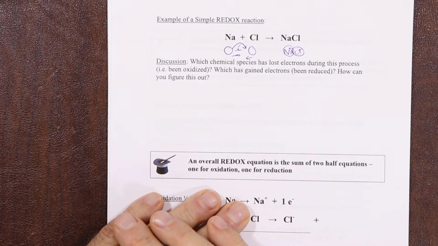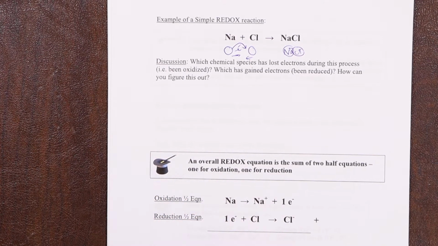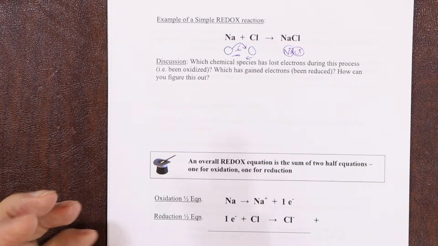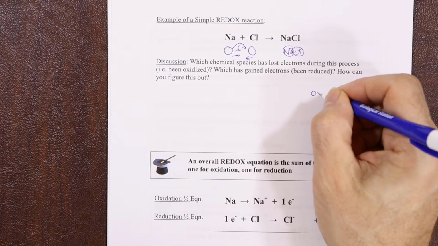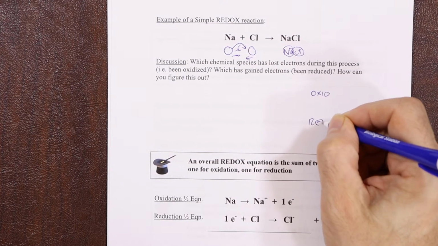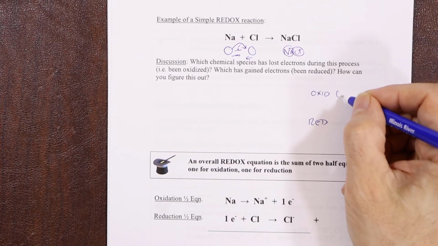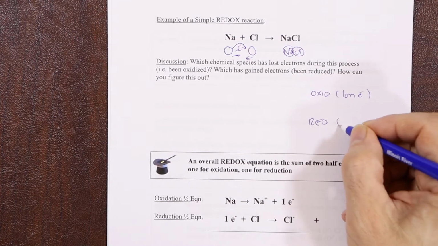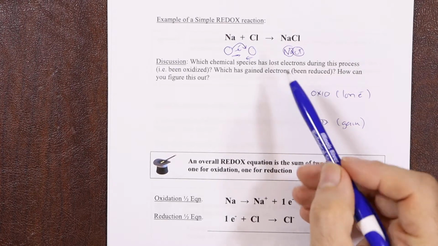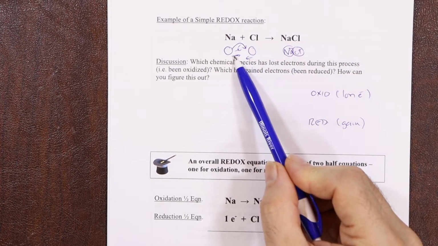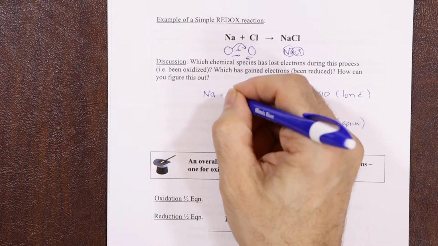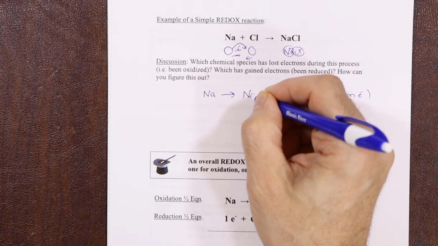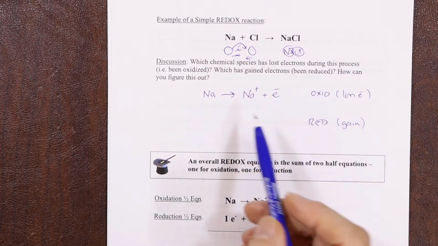Plus attracts minus. So how do we represent that in a formal way using redox? Ask yourself, who lost and who gained? Oxidation is loss. I write it over here, oxidation, and reduction. There are always what we call two half equations. Oxidation is loss of electron, reduction is gain. Who lost the electron? It was sodium, so sodium was oxidized. Metals become oxidized. Rusting is oxidation, a form of oxidation. Metals rust, so oxidation is loss.